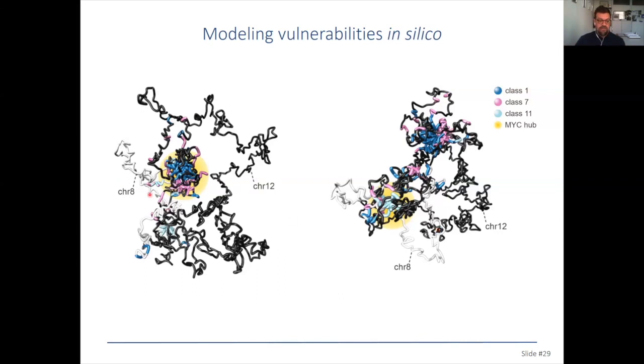So here is MYC on chromosome 8, in white, in this hub with the large enhancer, the really broad one. And here it is, chromosome 8 again in white, chromosome 12 in black. They come together, and you can see here the single enhancer in light blue. And this was a bit surprising.